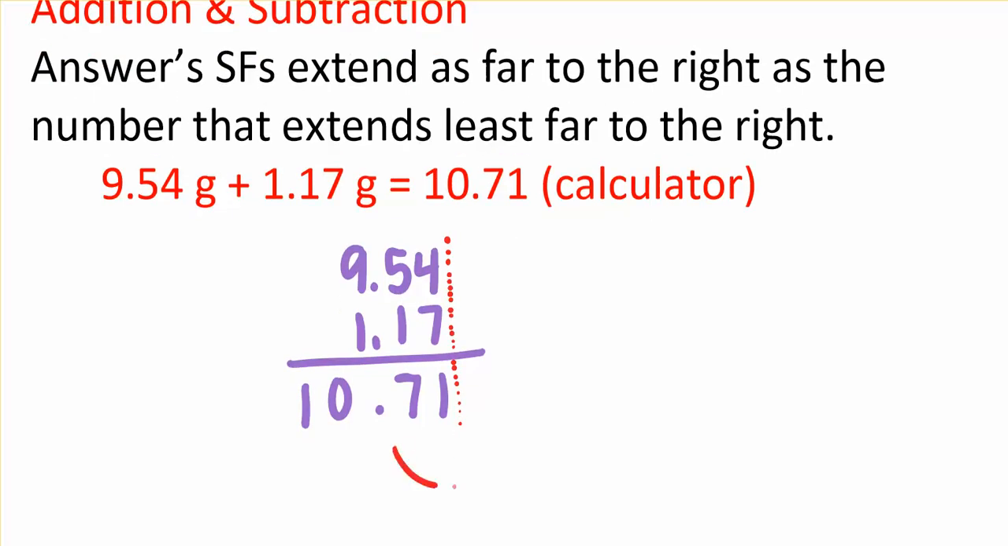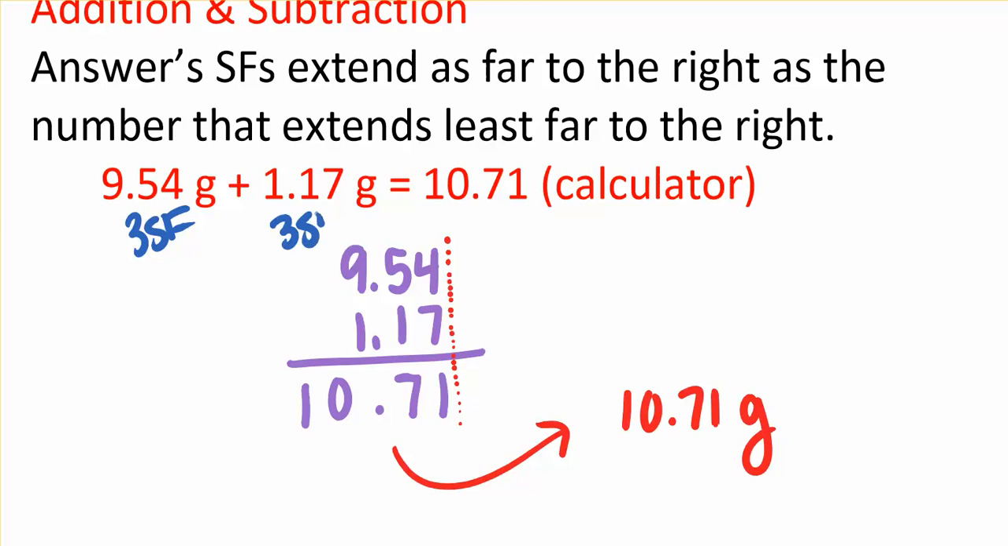So in this case, I'm going to keep all of those digits. I'm adding grams, so this answer is in grams. Notice that I went from 3 sig figs, 3 sig figs, and here I have 4 sig figs. That's fine. When you add and subtract, sometimes you gain sig figs and sometimes you really lose a lot of sig figs.